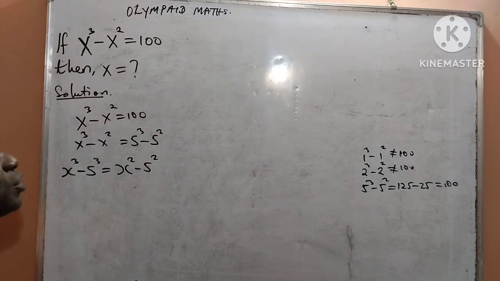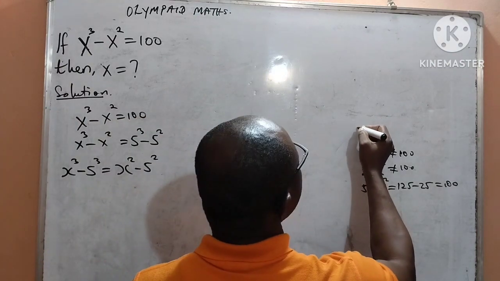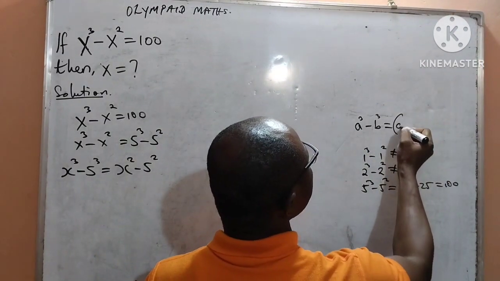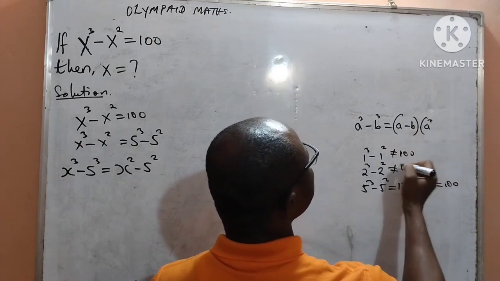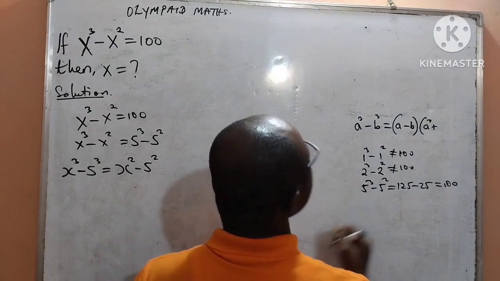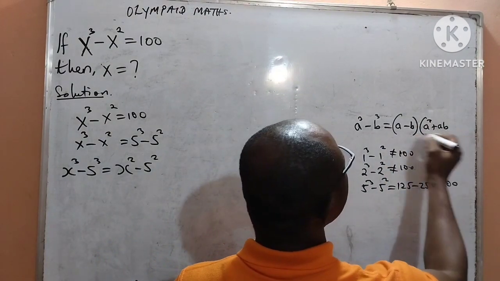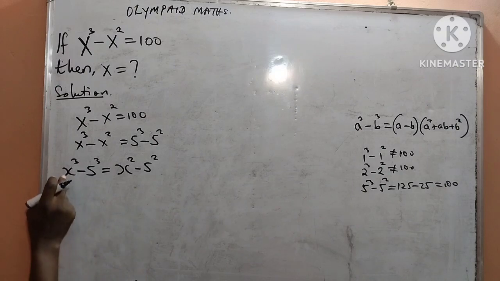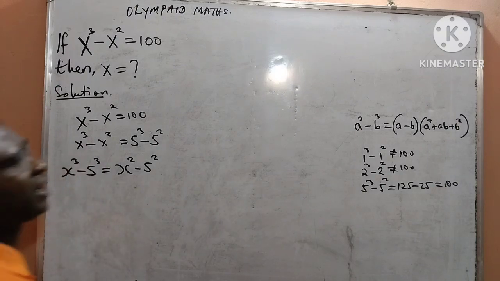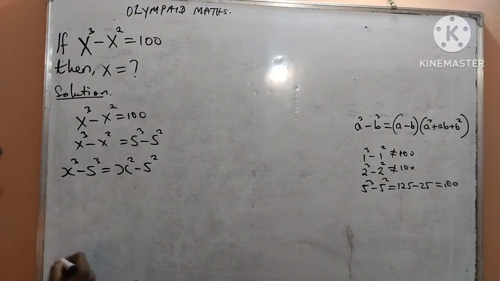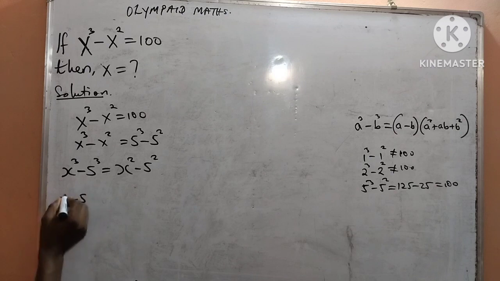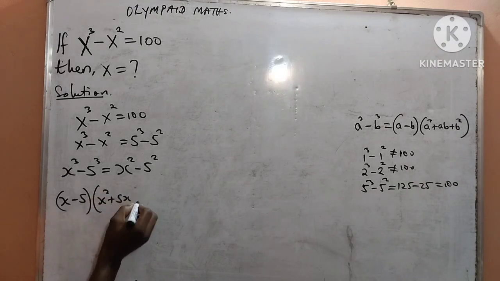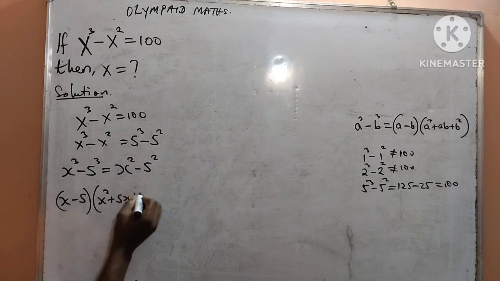The next thing I want to do, I want you to know that if you are given a raised to the power 3 minus b raised to the power 3, this can be written as a minus b into a raised to the power 2, then plus a times b, which is ab, then plus b squared. This is what it will be. Therefore, I will expand this x raised to the power 3 minus 5 raised to the power 3 in this form, and what it is going to give me is x minus 5 into x raised to the power 2, then plus 5x, also plus 5 squared, which is 25.